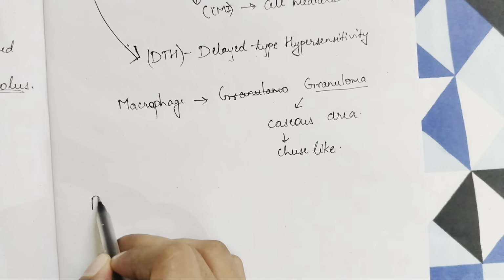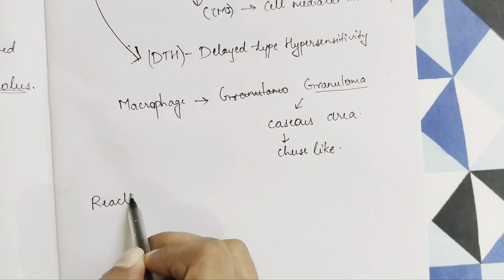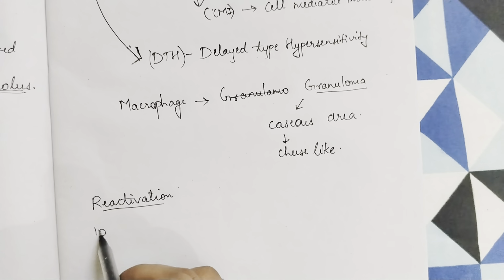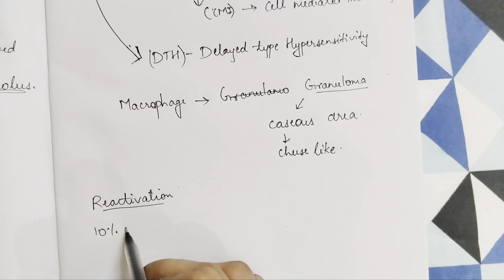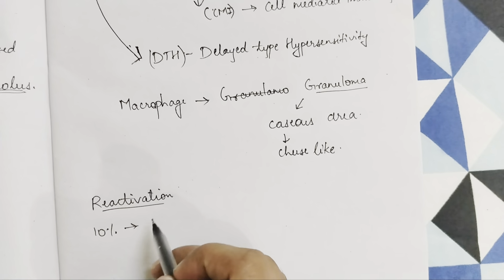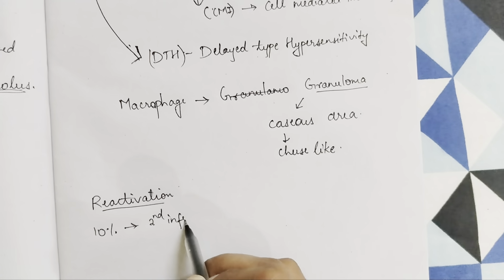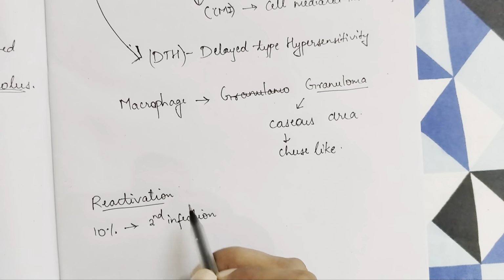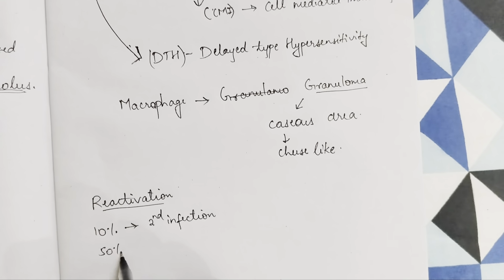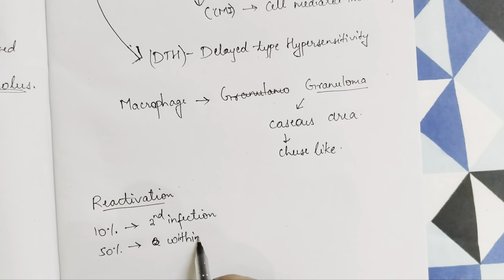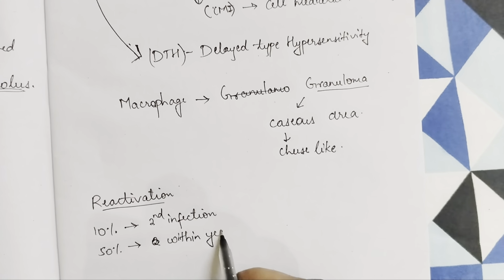Now we will discuss reactivation of infection. About 10% of the patients who got infected will develop a second infection in their lifetime, and 50% of the patients develop tuberculosis within 2 years of the first infection.